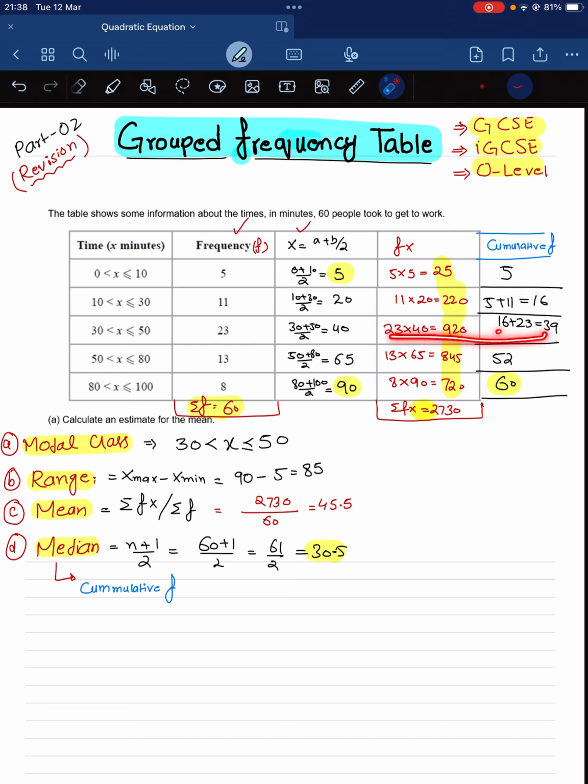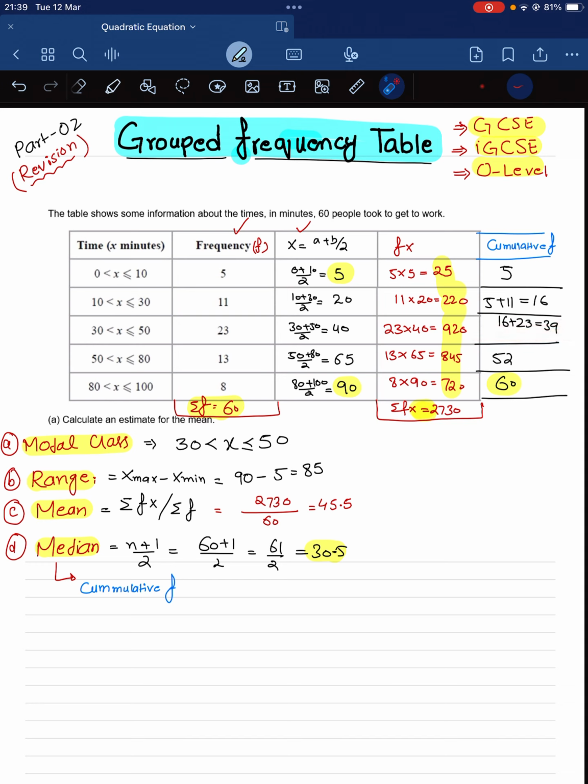Now we need to look at the value of x for this range. So the value of x is 40, so that 40 will be your answer. So first we draw the cumulative frequency column, then we replace the value into the formula, and then we find the one value. Then you need to go to the cumulative frequency column and look where we have the 30.5. Then against that 30.5, whatever value you have, that is your answer.